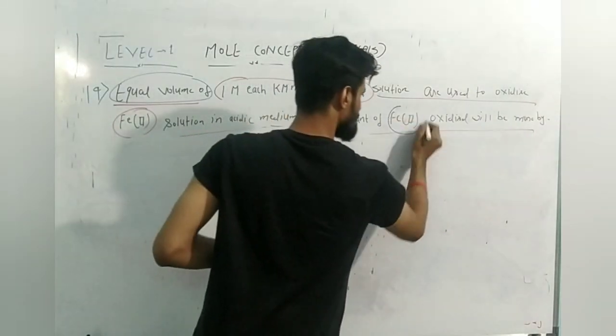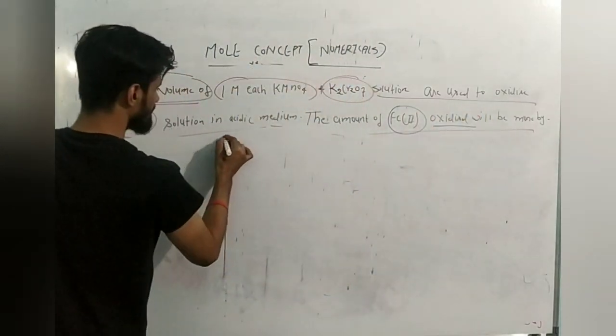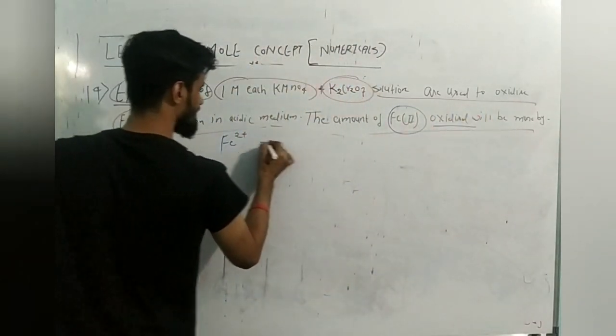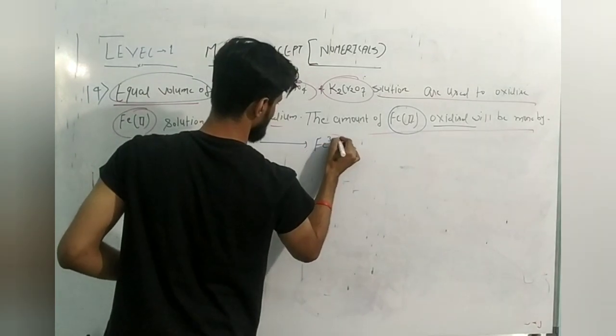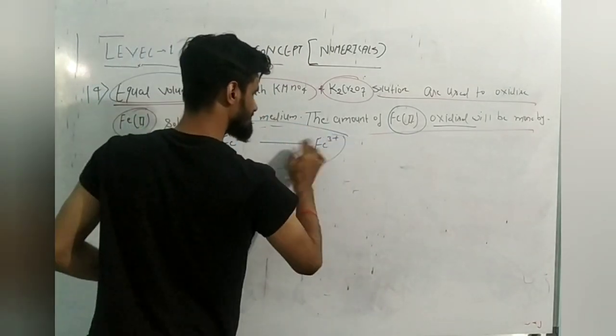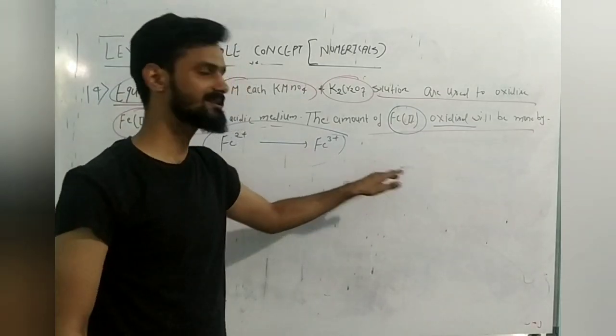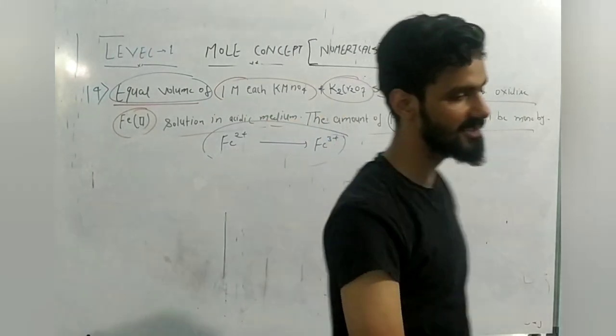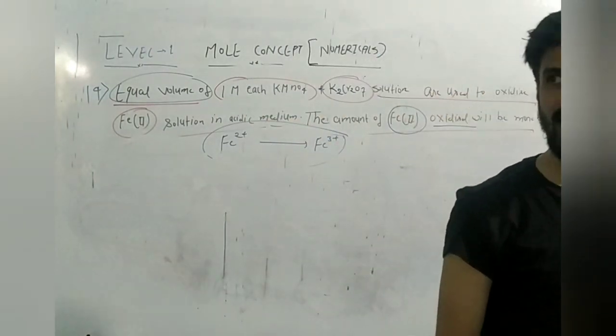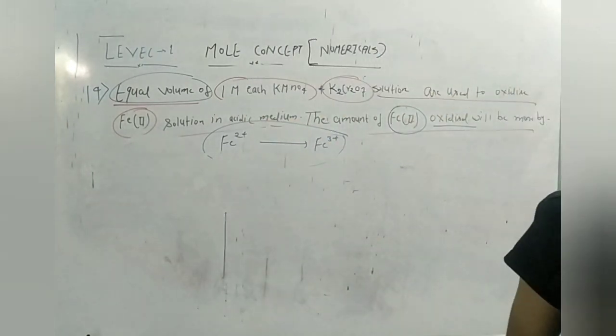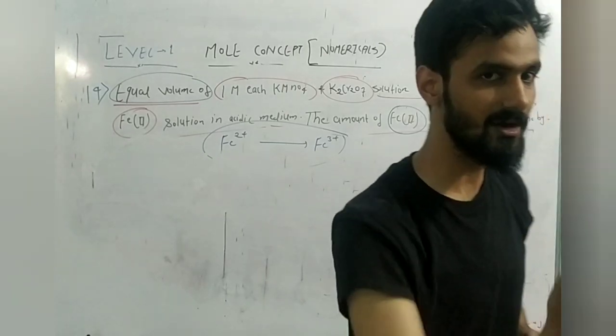The question asks me about Fe2+ oxidized. If Fe2+ has to be oxidized, then it is getting converted into Fe3+. This is the reaction of oxidation of Fe. So in oxidation, what used to happen? The oxidation state of any substance is going to be increased. Here you can see the oxidation state of iron is getting increased from +2 to +3. That's why this reaction is called the oxidation reaction.